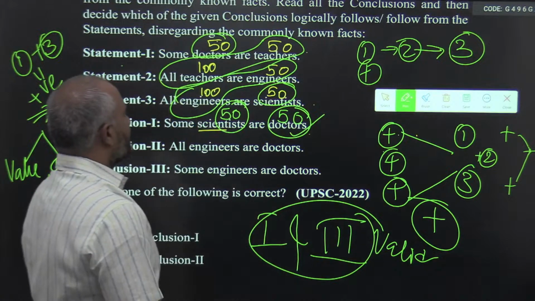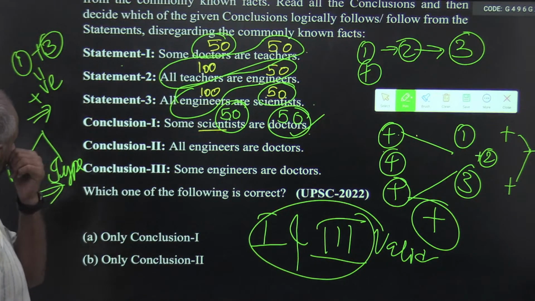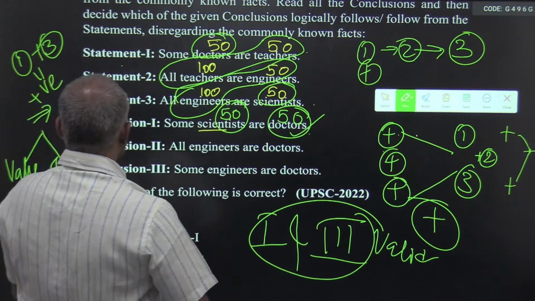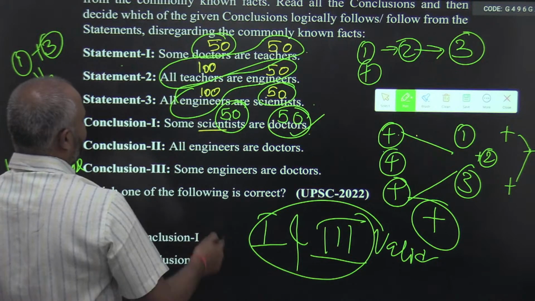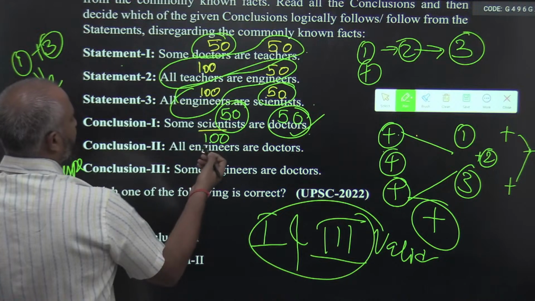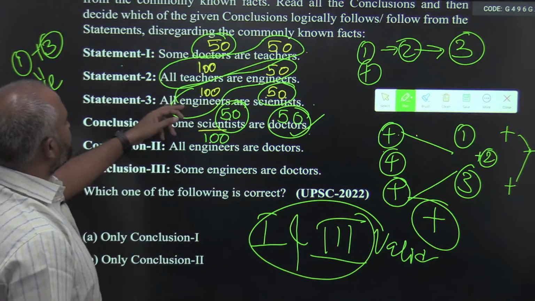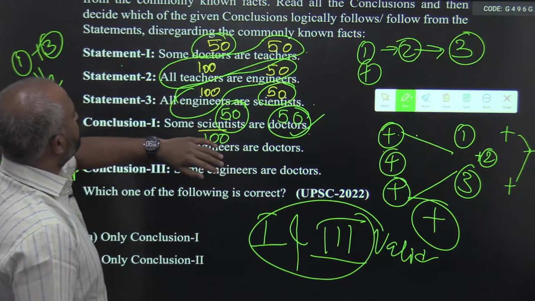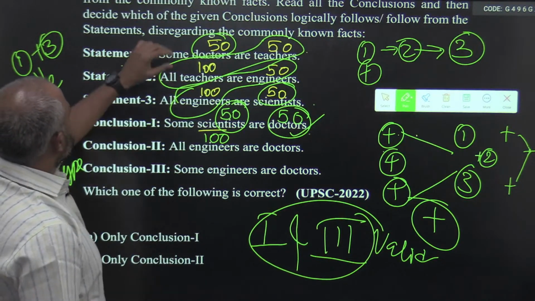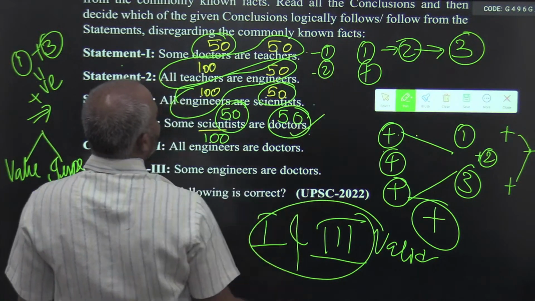Okay, conclusion 1 and conclusion 3 are valid. Conclusion 2 is invalid. Why? Because all engineers is universal. You see, engineers and doctors are from statement 1 and statement 2. We have already explained this.